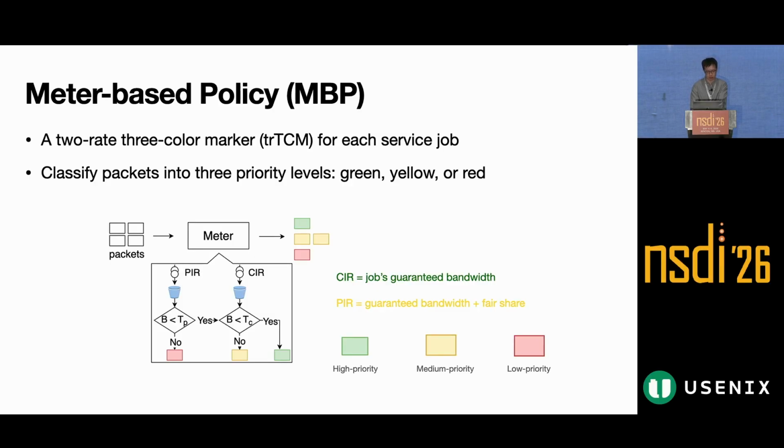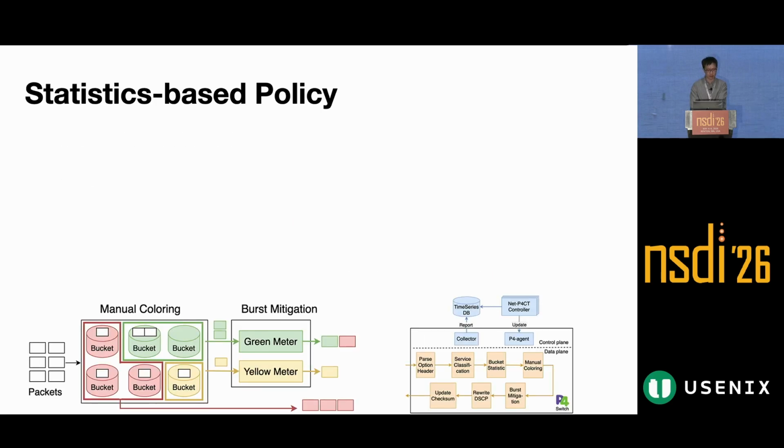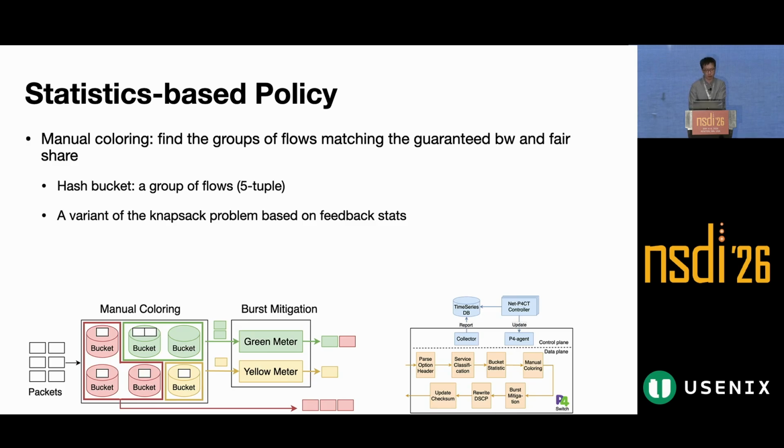To address this, we introduce statistics-based policy. It operates at the flow group level. We can see from the figure, a statistics-based policy consists of 2 components: manual coloring and burst mitigation. It works as follows. Traffic flows are mapped into a set of hash buckets based on their hash values, with each bucket representing a flow group. A feedback mechanism monitors the real-time throughput of each bucket and updates its DSCP value periodically.